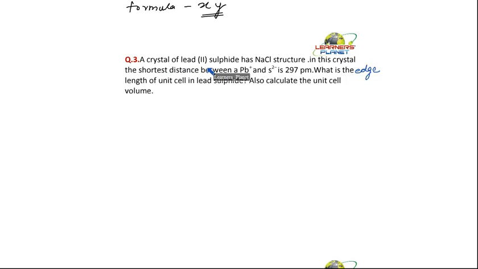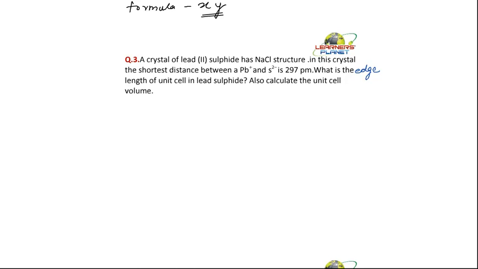A crystal of lead sulfide has NaCl structure. Now in this crystal, the shortest distance between a Pb2+ ion and S2- ion is 297 picometer. What is the edge length of unit cell in lead sulfide? Now students, also calculate the unit cell volume.